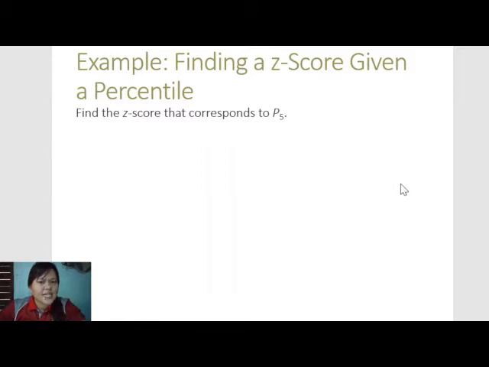Next, find the z-score that corresponds to P5 or percentile of 5. To find the fifth percentile, it means the area of 0.05. So if you draw your chart, this is the 5th percentile. Now let's get the 0.05 from our table. Since it is on the left, we go straight to what we see in our table.